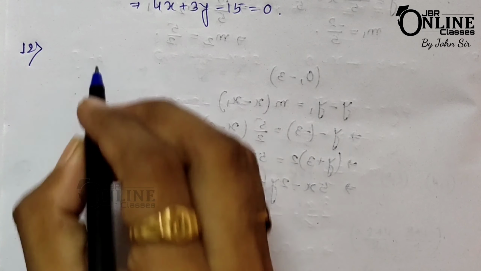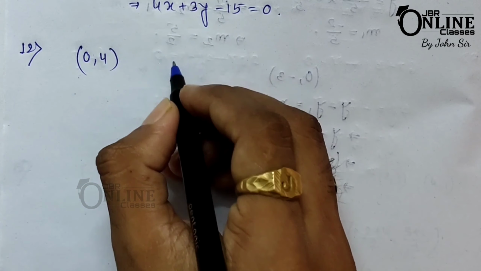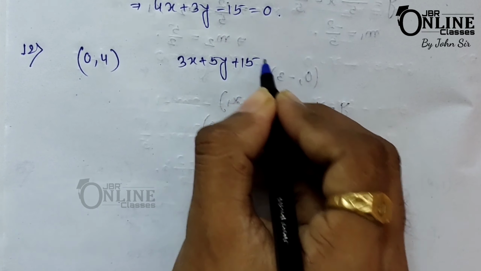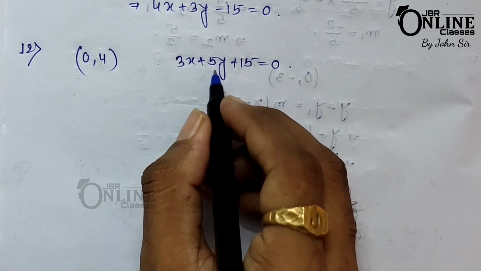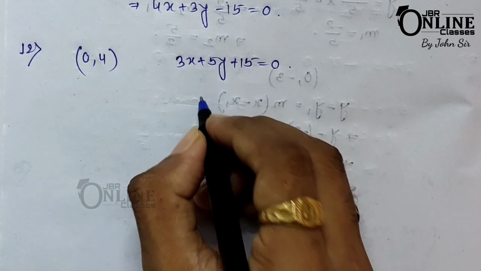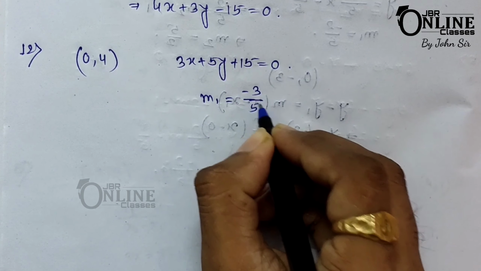Number 12: find the equation of the line passing through 0 comma 4 and parallel to the line 3x plus 5y plus 15 equal to 0. In the given line 3x plus 5y plus 15, from that you can easily find out the slope. So here slope m1 equals minus 3 by 5. I hope you can find it.